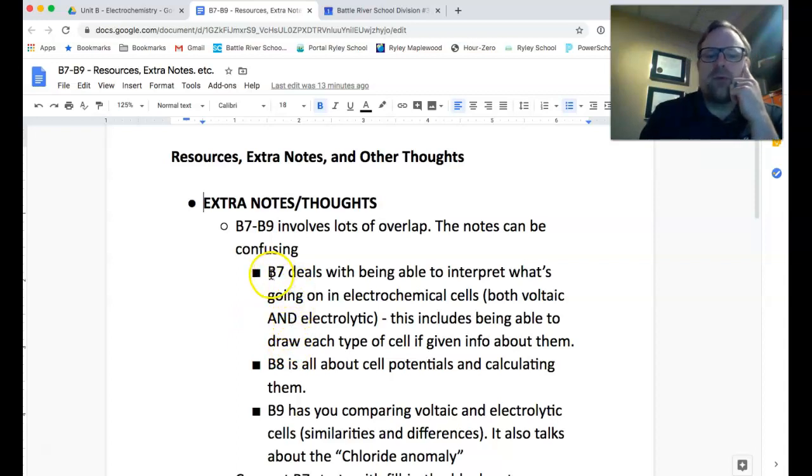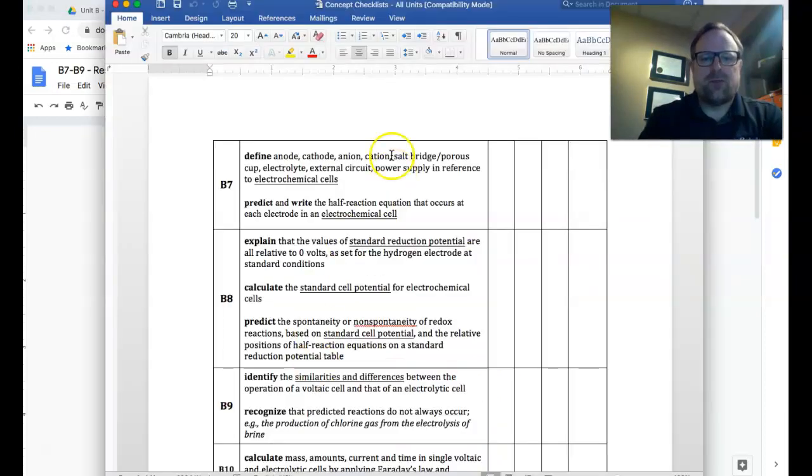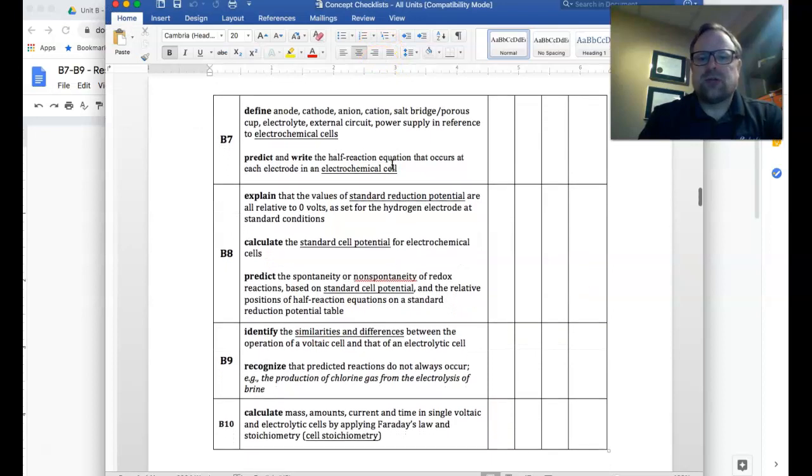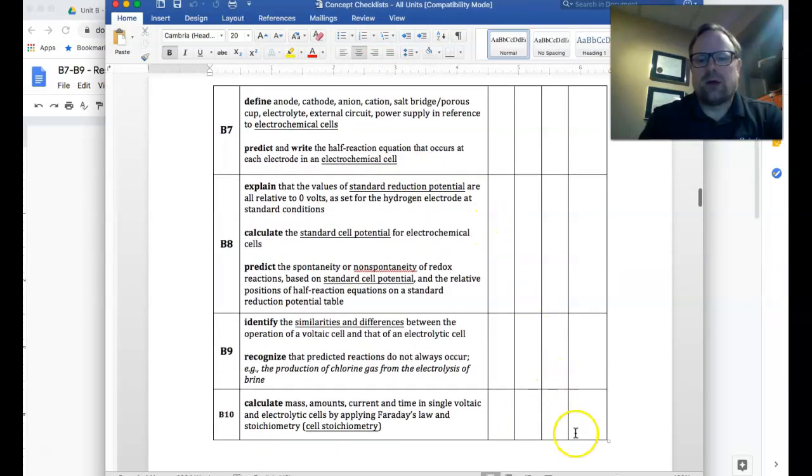Now this overlap has to do with the way the curriculum is structured, so I built the overlap in a little bit, and normally in class I would tell you this face-to-face and we'd walk through it together. What I'm going to do now is quickly open up the concept checklist that we work our way through in the course, and show you what we're dealing with. So B7, B8, and B9 I'm going to do all together over the next series of videos.